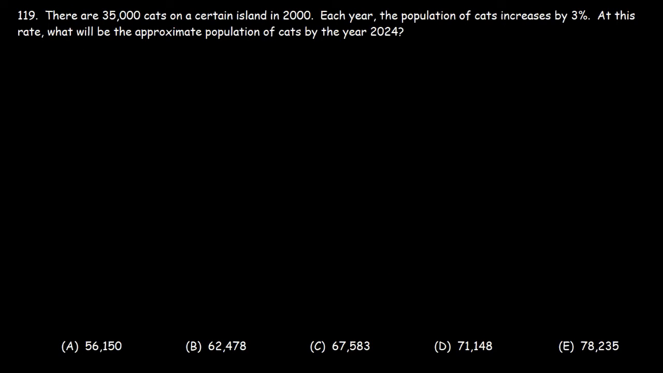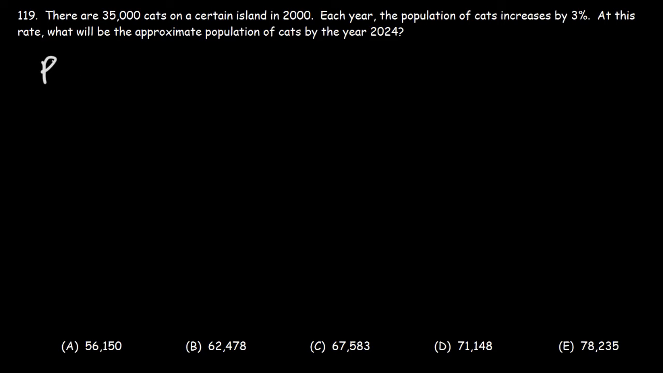Number 119. There are 35,000 cats on a certain island in 2000. Each year, the population of cats increases by 3%. At this rate, what will be the approximate population of cats by the year 2024? Well, let's find out. So let's write a formula.